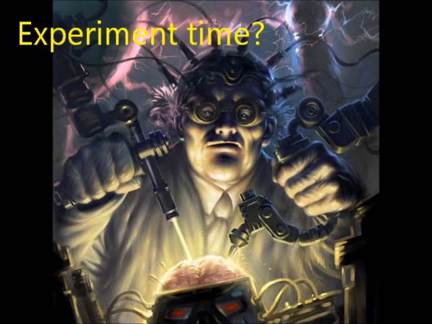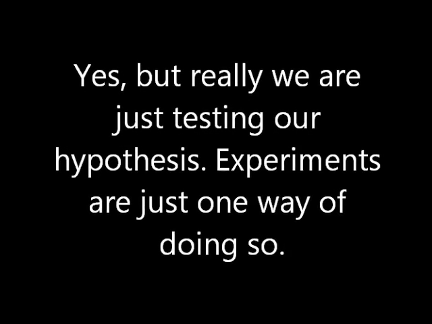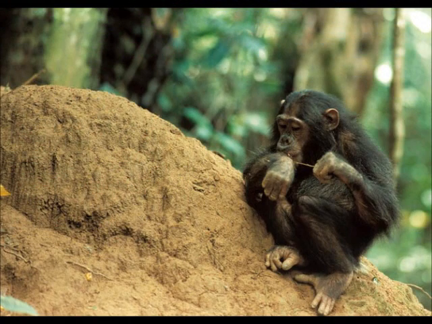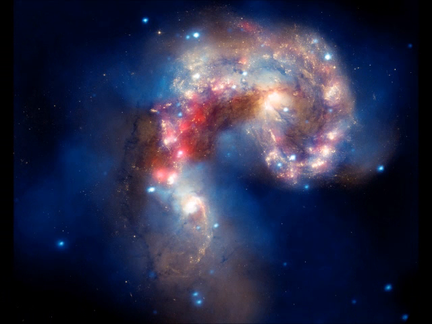Okay, I know you're ready for the experiment. Yes, after you've done all the research and stuff, it might be time for an experiment. But experimentation is just one way of testing our hypothesis. There are other ways. For example, you may just be doing observations. Not everything takes place in a lab. For example, you may have a hypothesis about the behavior of certain animals, and you want to observe them in their natural habitat. Or you may be observing something like pictures taken through the Hubble telescope.